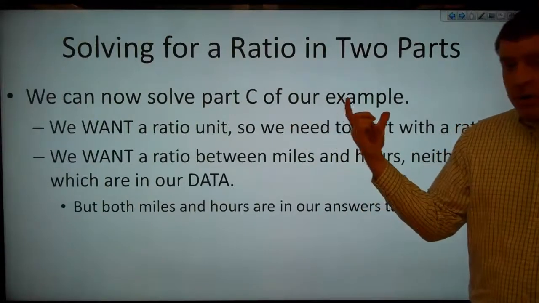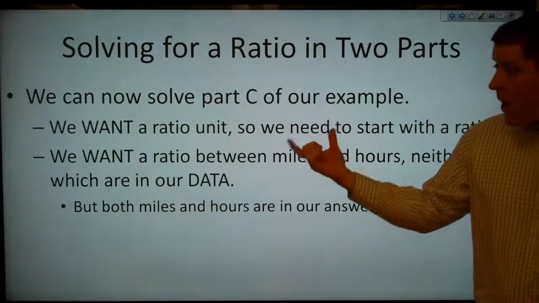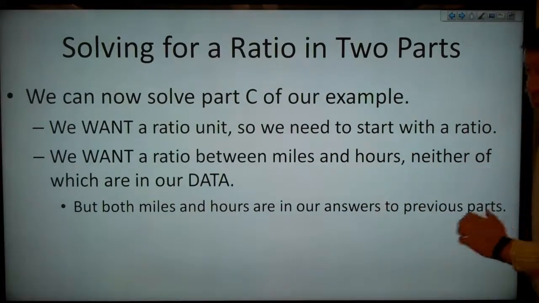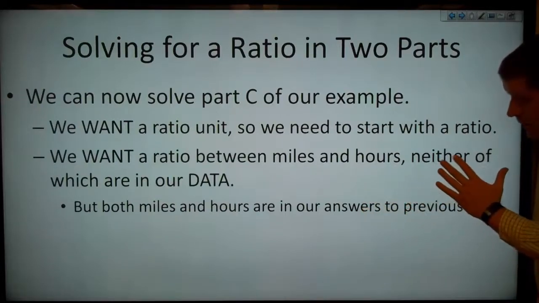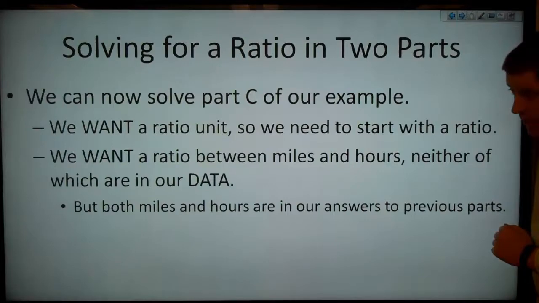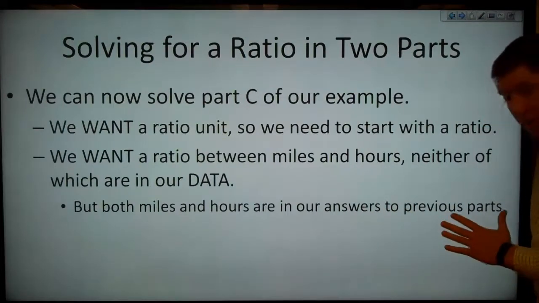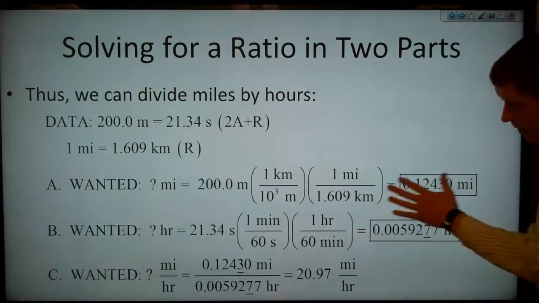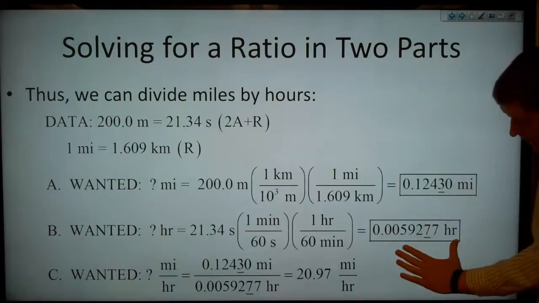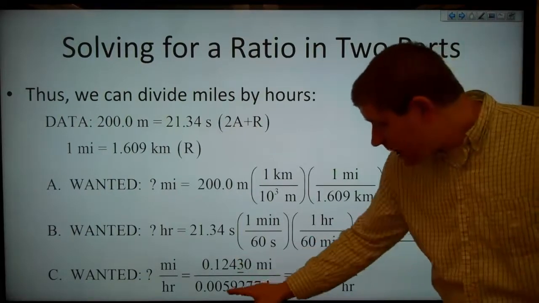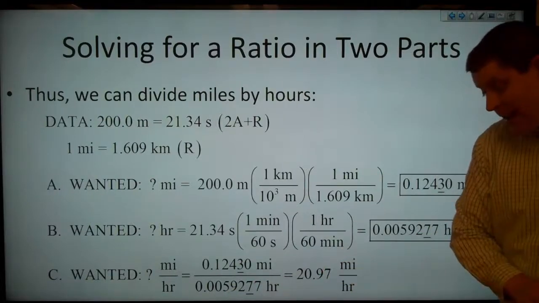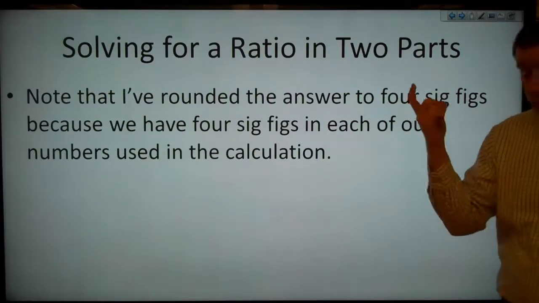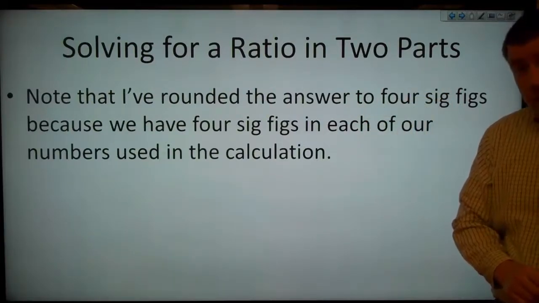So we can now solve part C of our example. We want a ratio unit, and so we need to start with a ratio. We want a ratio between miles and hours, but neither of these are in our data. But both miles and hours are in our answers to our previous parts. And thus we can divide miles by hours. So we have our miles here from part A, we've got hours there from part B, so we take miles divided by hours, and that gives us 20.97 miles per hour. So note that I've rounded the answer there to 4 sig figs because we have 4 sig figs in each of our numbers used in the calculation.